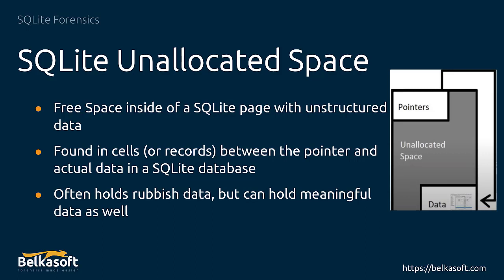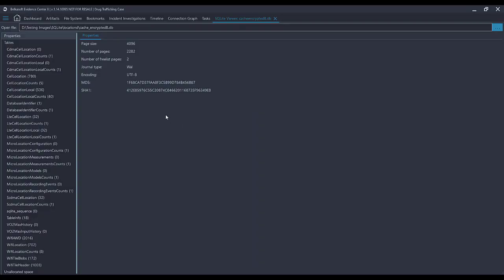Because of using free list pages, which contain previously deleted data, this unallocated space, in some cases, can be trash and rubbish data, but it can also hold some meaningful data as well. And this is why we are interested in what is inside the unallocated space, especially if this is a large SQLite database file. This is what it may look like inside of Belkasoft.